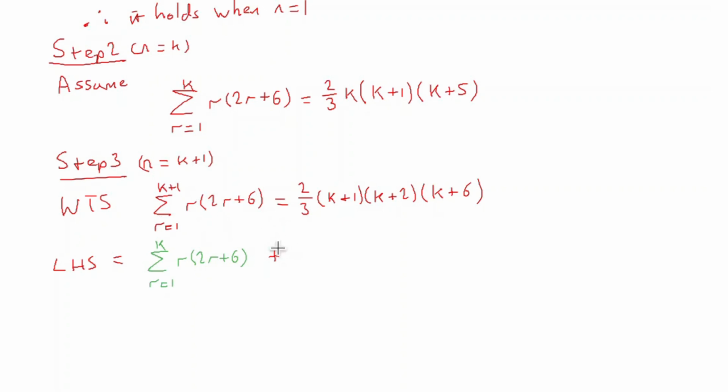But we need to add on the k plus 1th term, and the k plus 1th term is when we substitute k plus 1 into this thing. So r becomes k plus 1, which is (k + 1) times (2 lots of (k + 1) plus 6). So this thing here is substituting r to make it k plus 1.